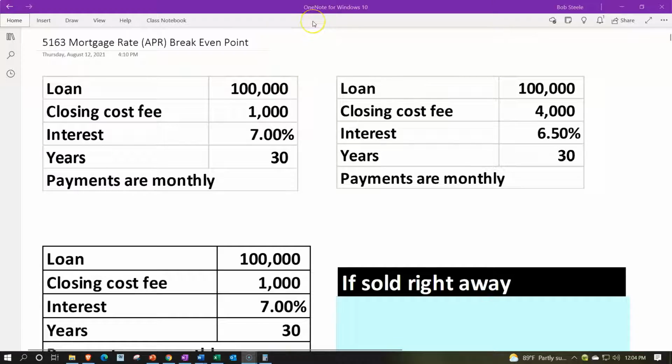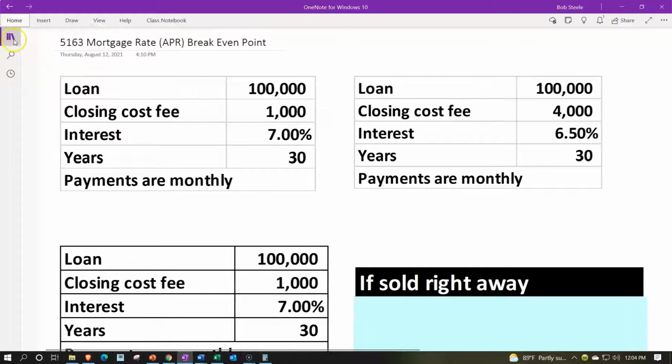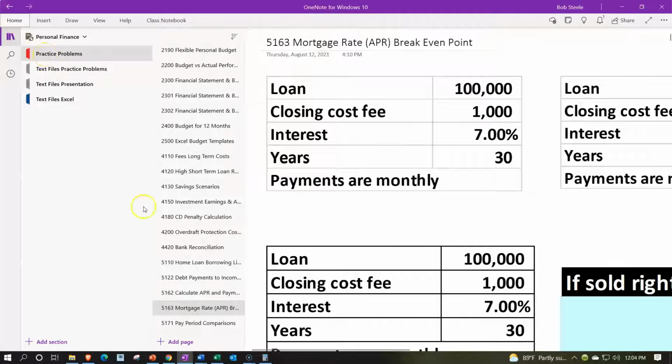Here we are in OneNote. If you have access to OneNote and would like to follow along, you're not required to, but if you would like to, we're in the icon on the left-hand side. We're in the Practice Problems tab. We're in the 5163 Mortgage Rate APR Break-Even Point tab.